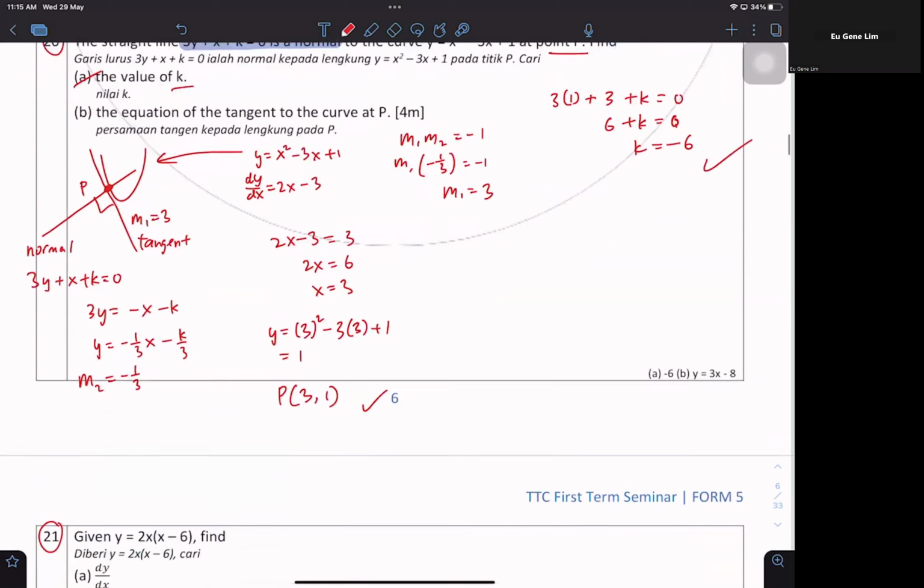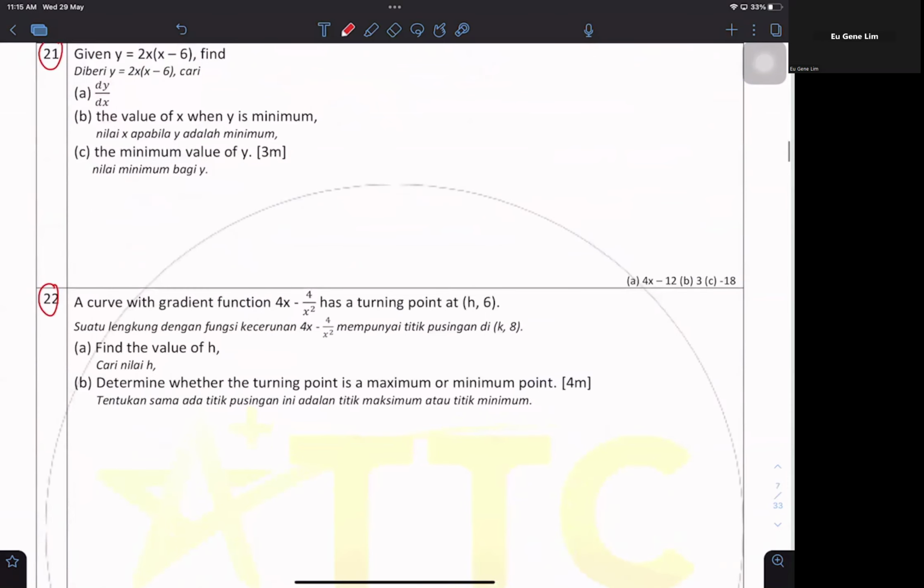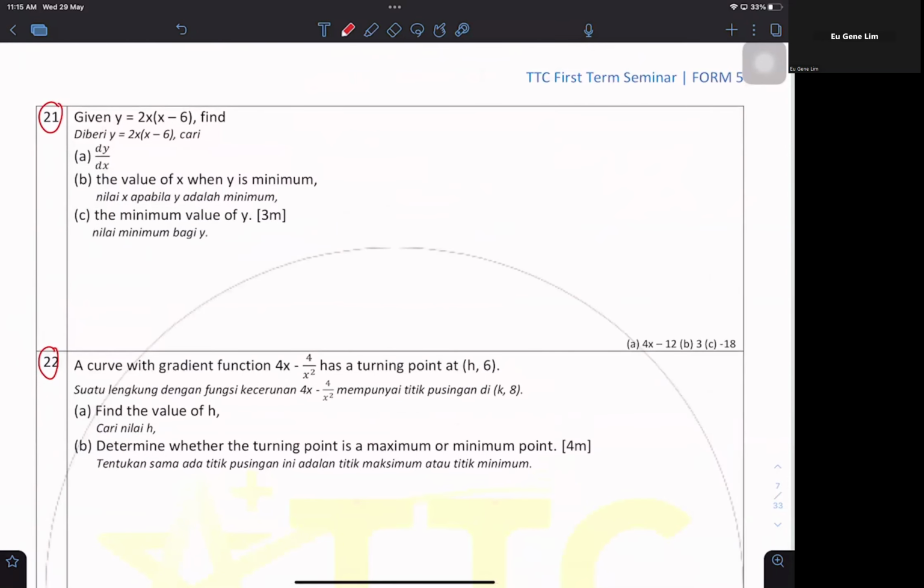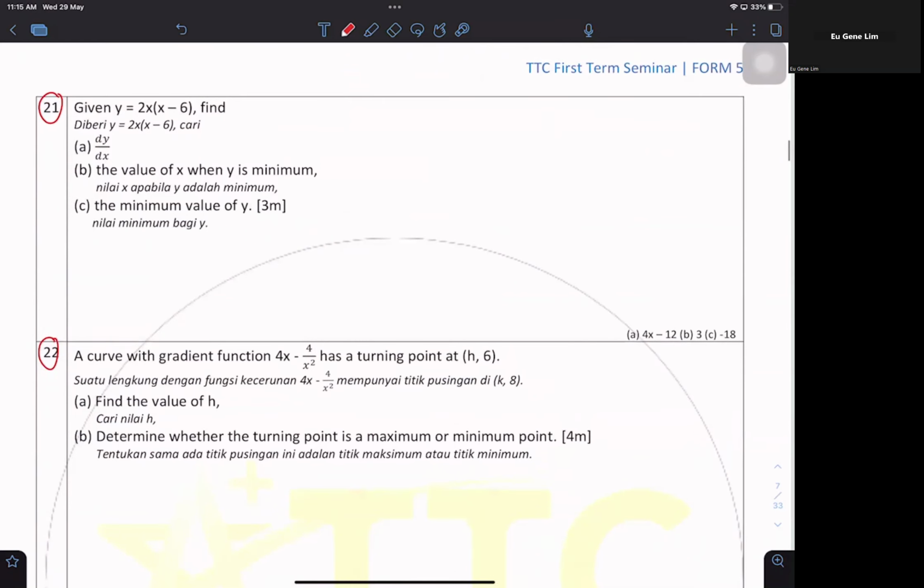Okay, let's continue. Next: maximum, minimum. Finally, maximum, minimum. The next page. Okay, this one we quickly go through. y equals 2x bracket x minus 6. Expand. So 2x squared minus 12x. Question A asks you to find dy dx. Okay, dy dx is 4x minus 12.